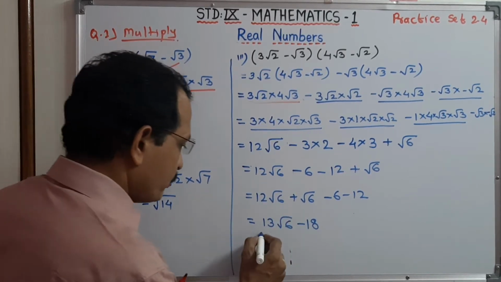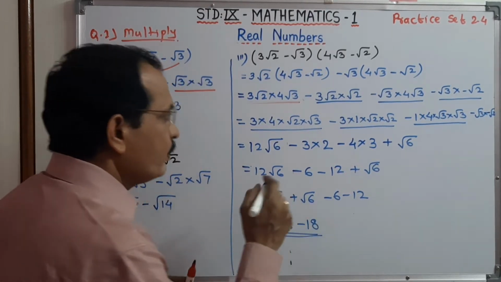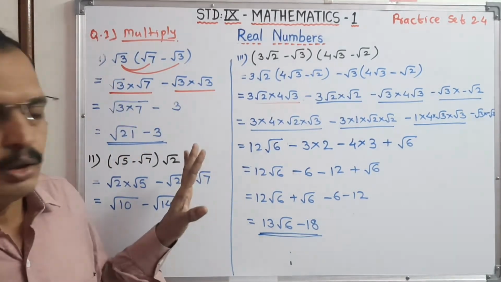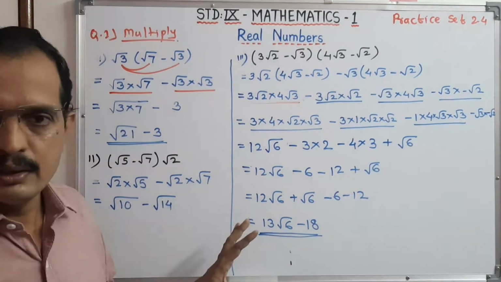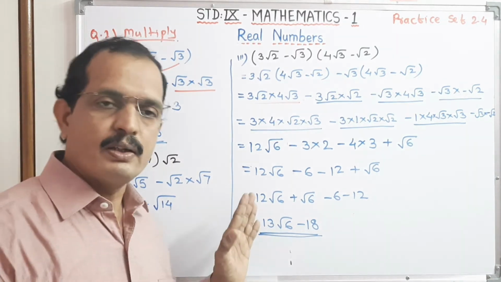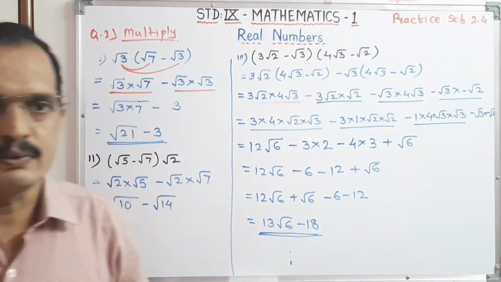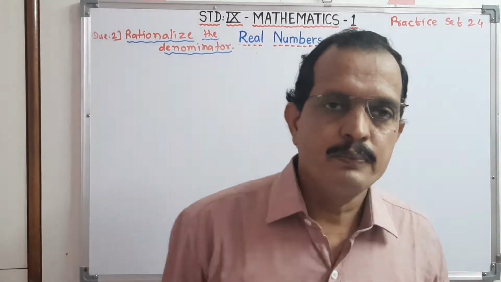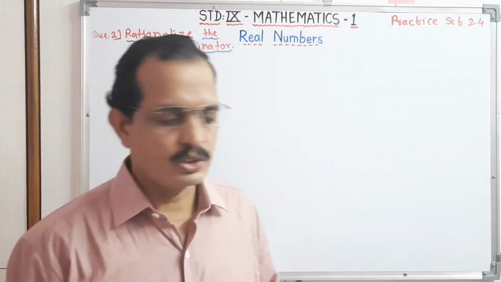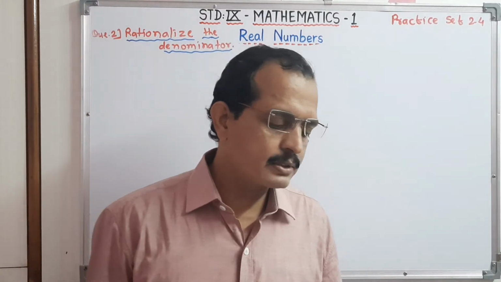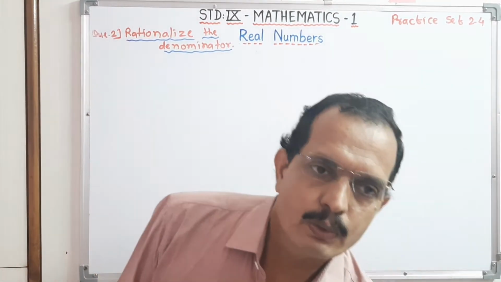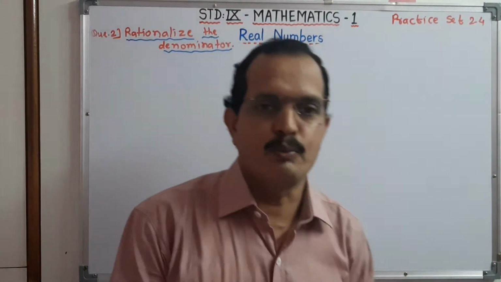Therefore, we completed the first question. Go through this again and try to understand. It is very easy. Now, we have to start with the second question. Dear student, let's start with the second question. It is rationalize the denominator. We have to rationalize the denominator.